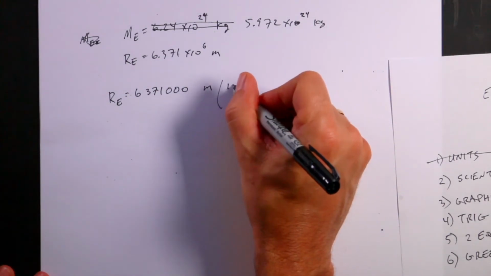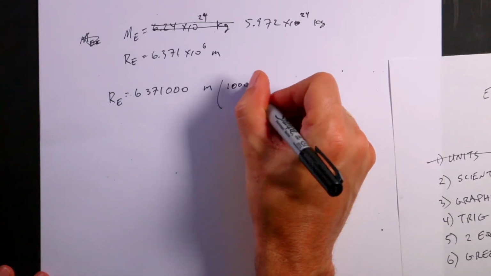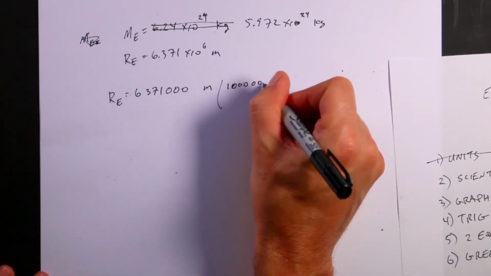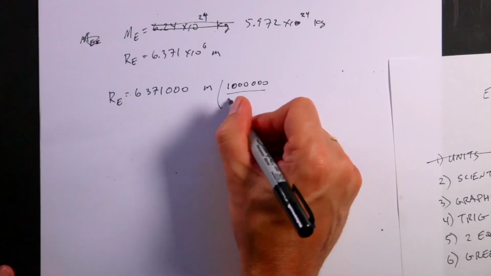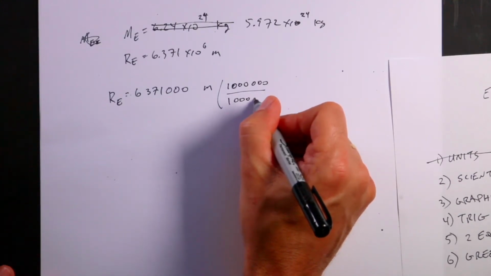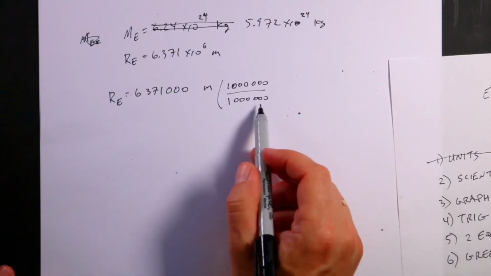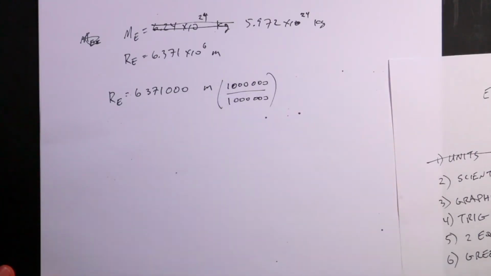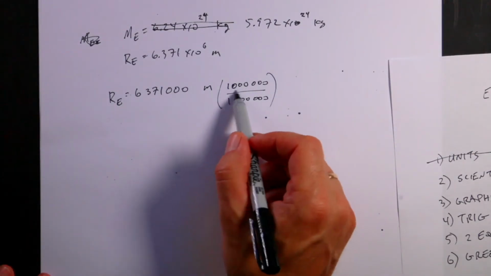A million, 100,000, that's 6, divided by 100,000,000, 10 to the 6th. So I didn't change anything. Now I'm going to leave that one there.